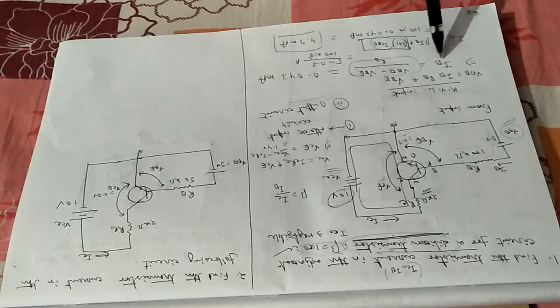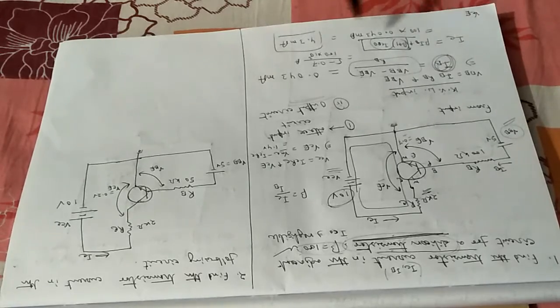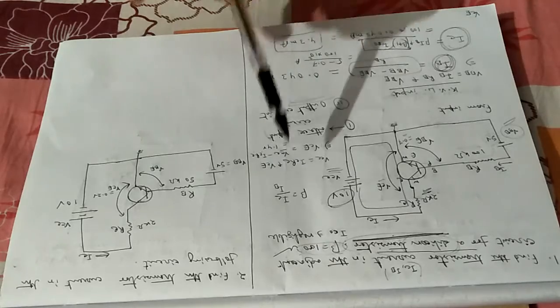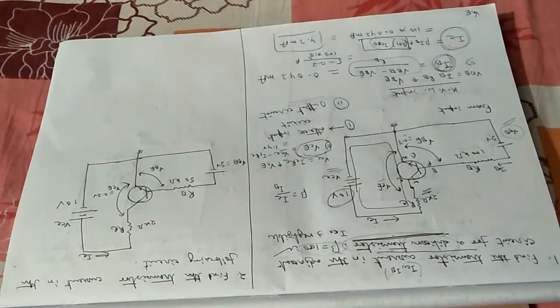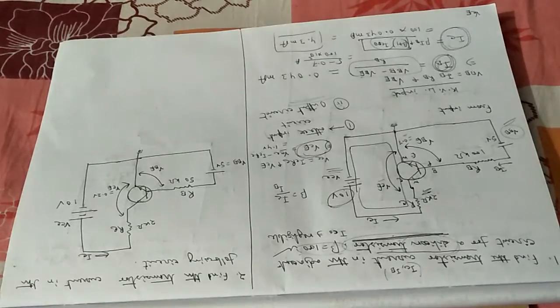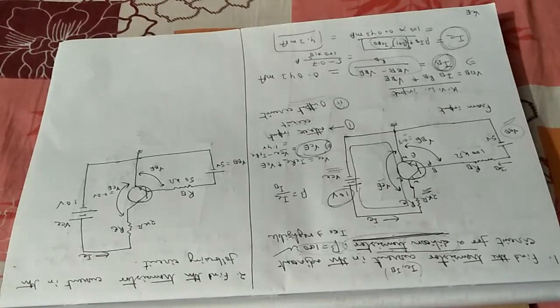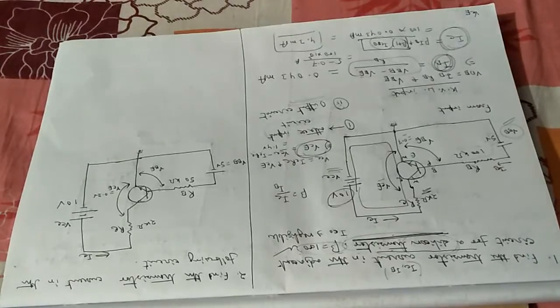From the input circuit, what you will be getting? You will be always getting IB. From the output circuit, what you will be getting? You will be getting the value of IC. Also from the output circuit you can calculate the value of VCE. Understood? I think you will be now able to calculate the next one.